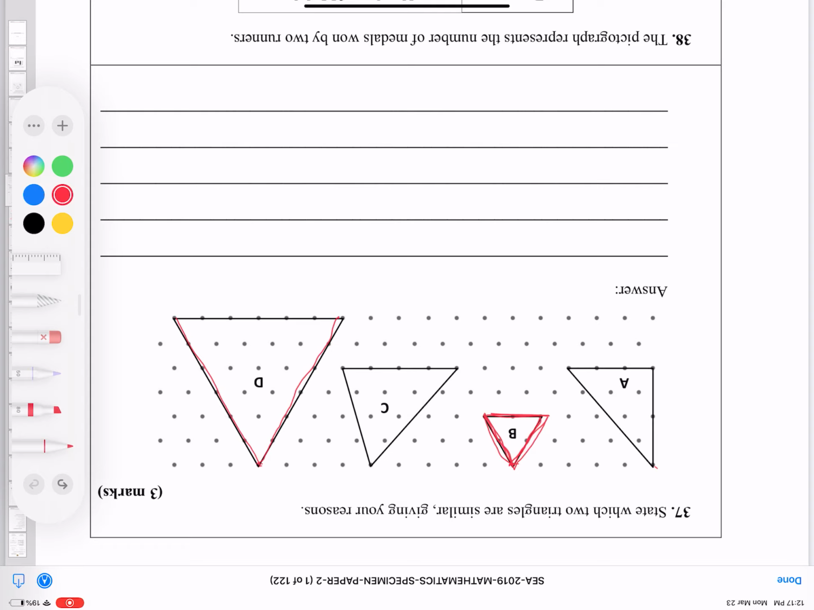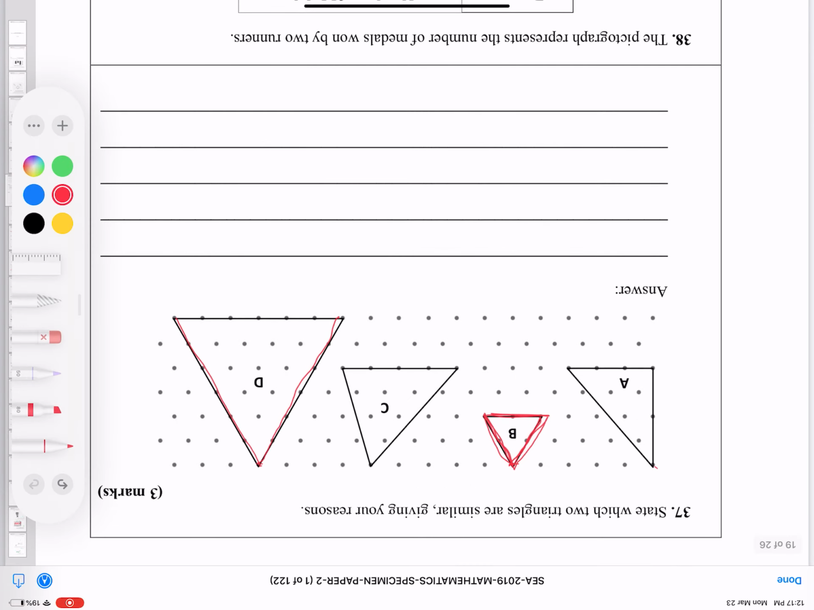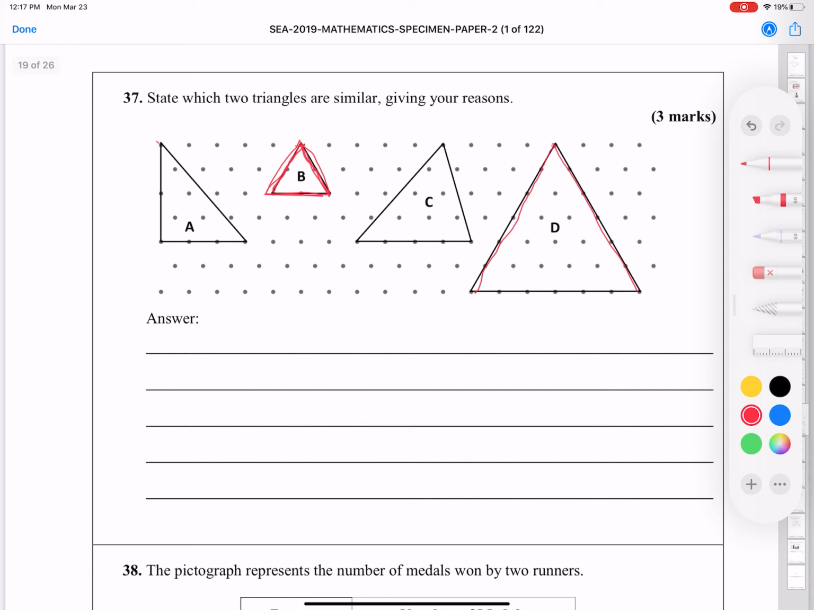Unless one star is worth how many? 6. 6 fives are 30. So if one star is worth 6, then this is 6, 6, 6, and half a star is worth 3. 6 threes are 18, 19, 20, 21. That's number 38.